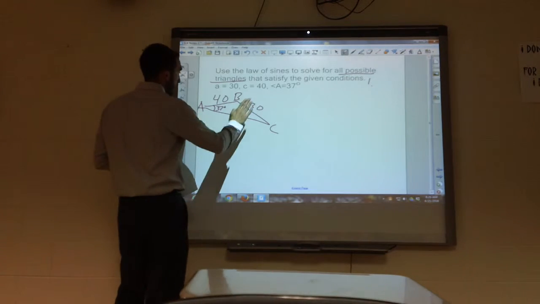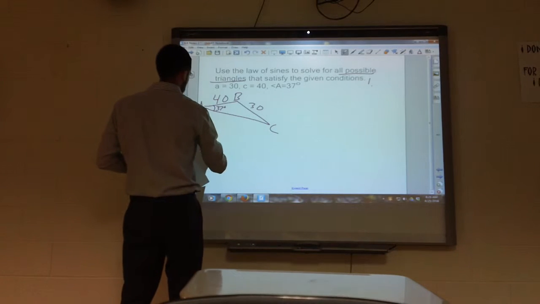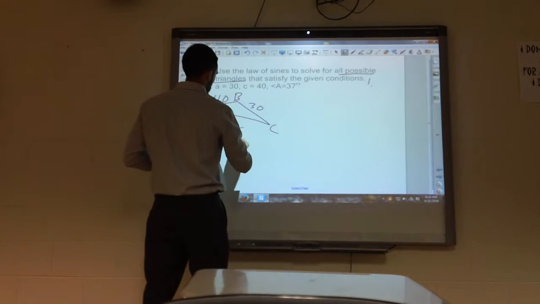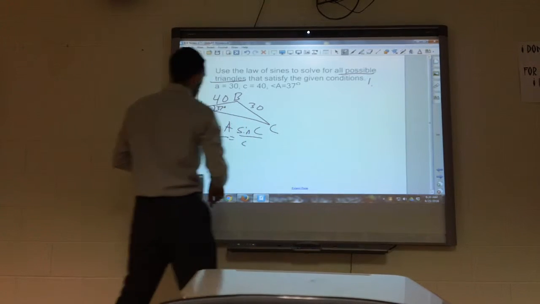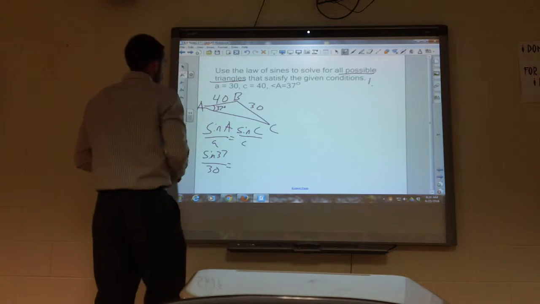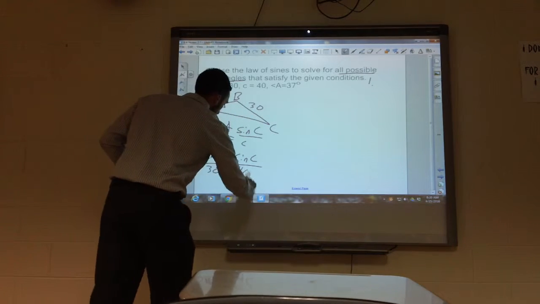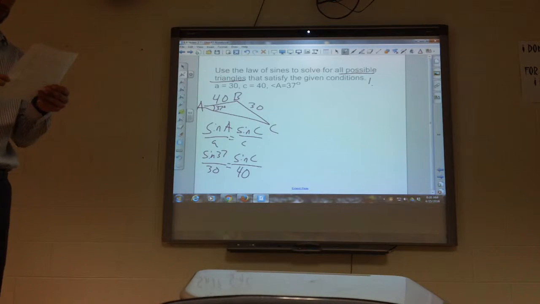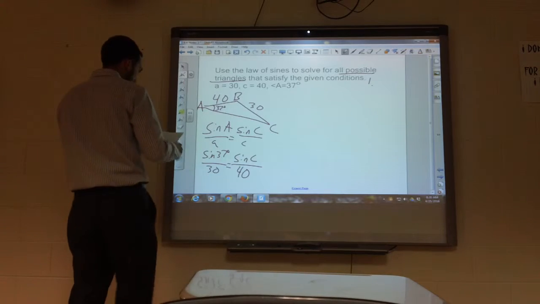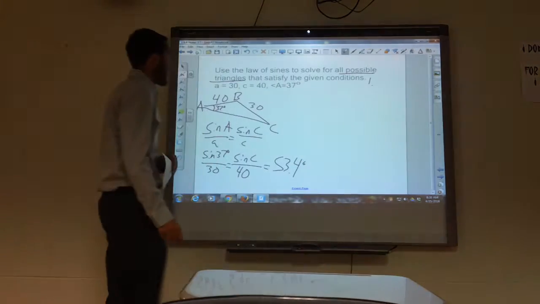So, law of sines. We have side, side, angle. So we can use law of sines. So I'm going to have sine of A over A equals sine of C over C. Plug in what I know: A is 37. I know side A is 30. I don't know the angle C, so I'm gonna leave it sine C. And I do know the side C is 40. With me so far? We can compute this, calculator, make sure it's in degree mode. Multiply by 40. We get 53.4 degrees for my angle C.